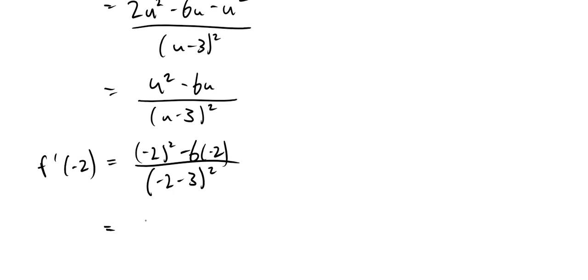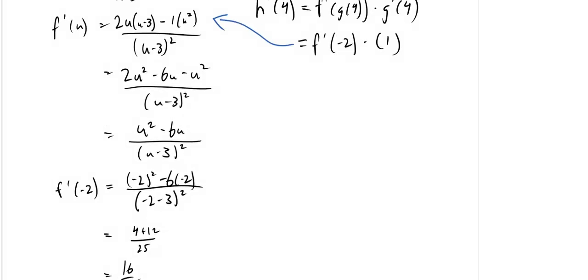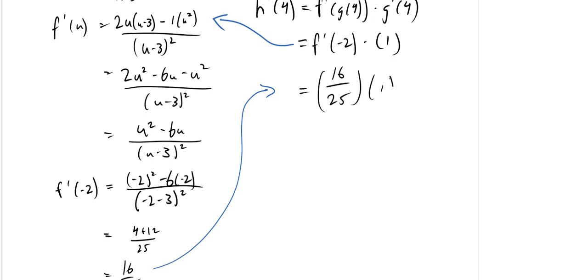So this is 4 plus 12 over 25, or 16 over 25. So then back over here, which equals 16 over 25 times 1, which is just 16 over 25. Any questions?